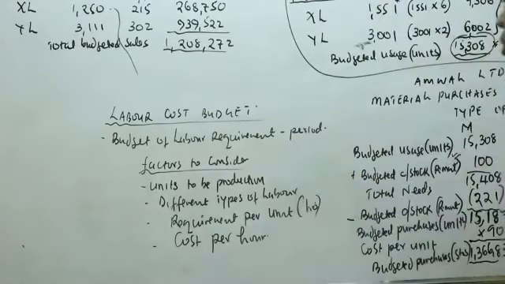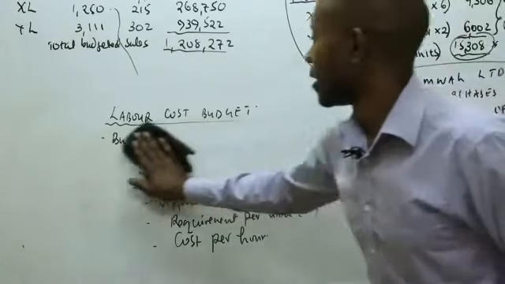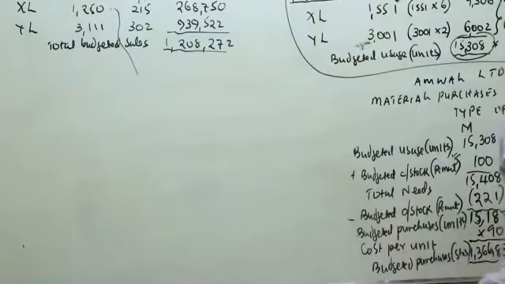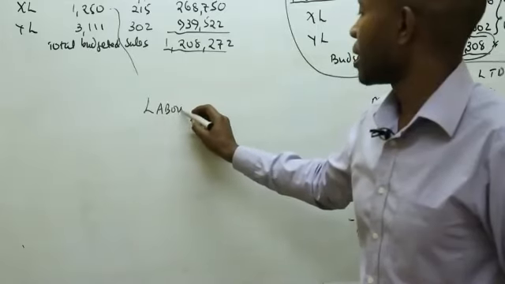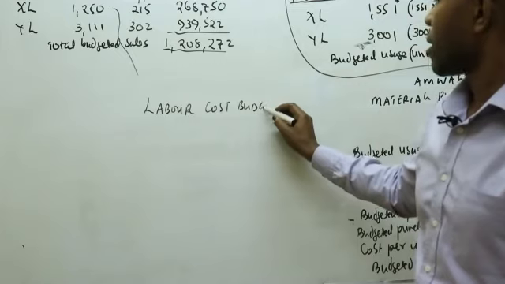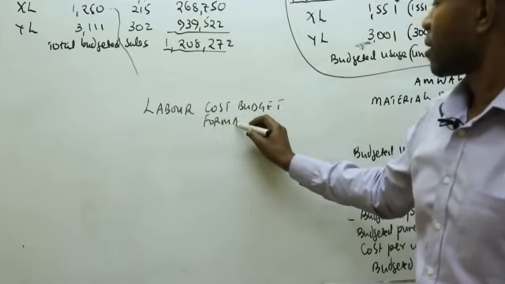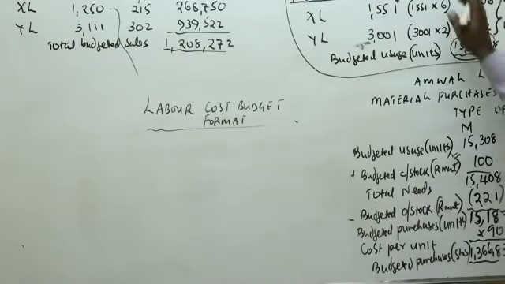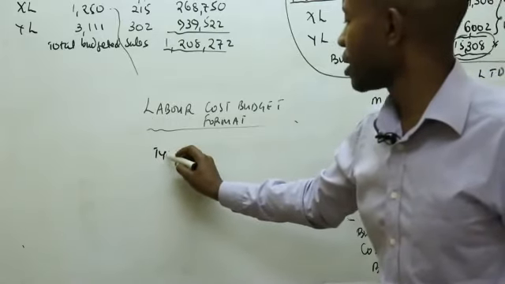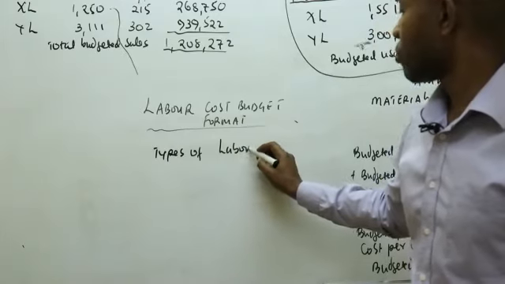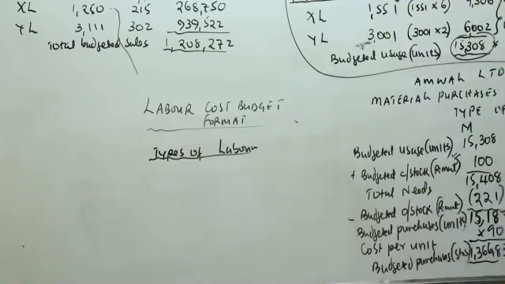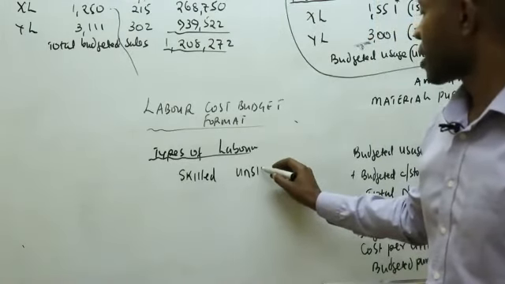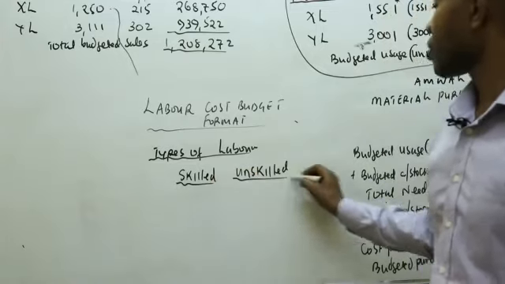So let me give you a quick format. It will look exactly like this one. What is the labor cost budget format? So I will say types of labor. Now, instead of types of material, you say types of labor. The types of labor will probably have one that is skilled and another one that is unskilled. You could also have semi-skilled and so on.